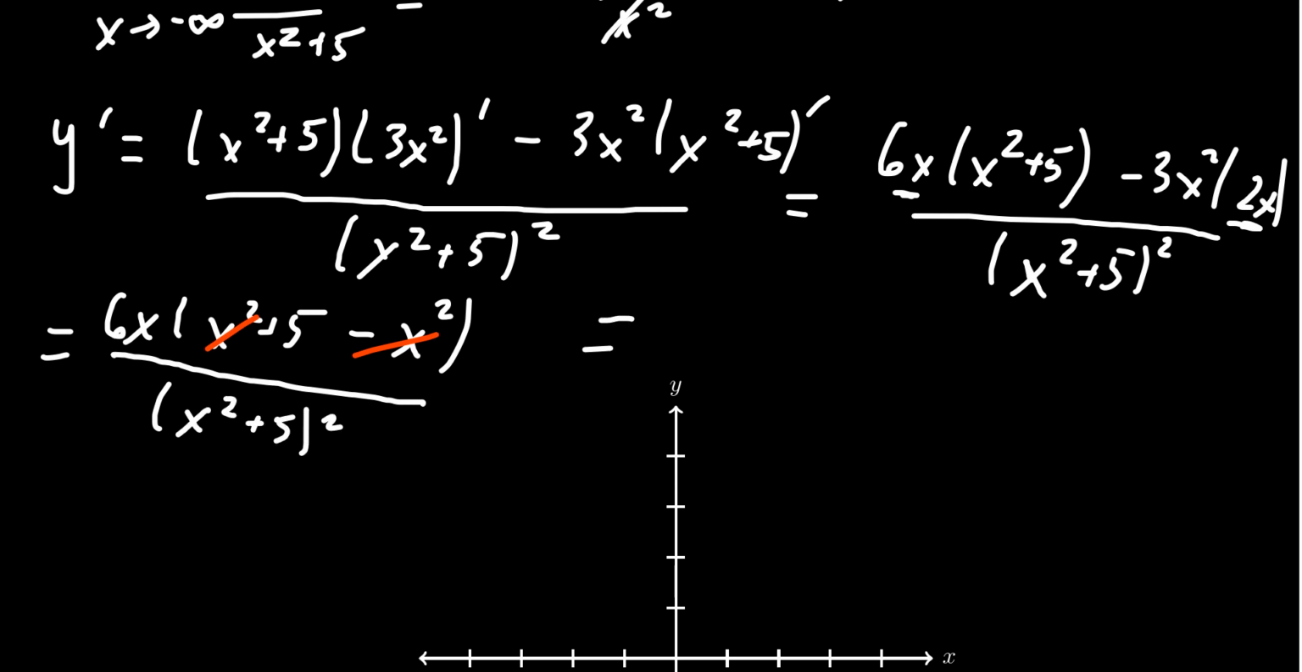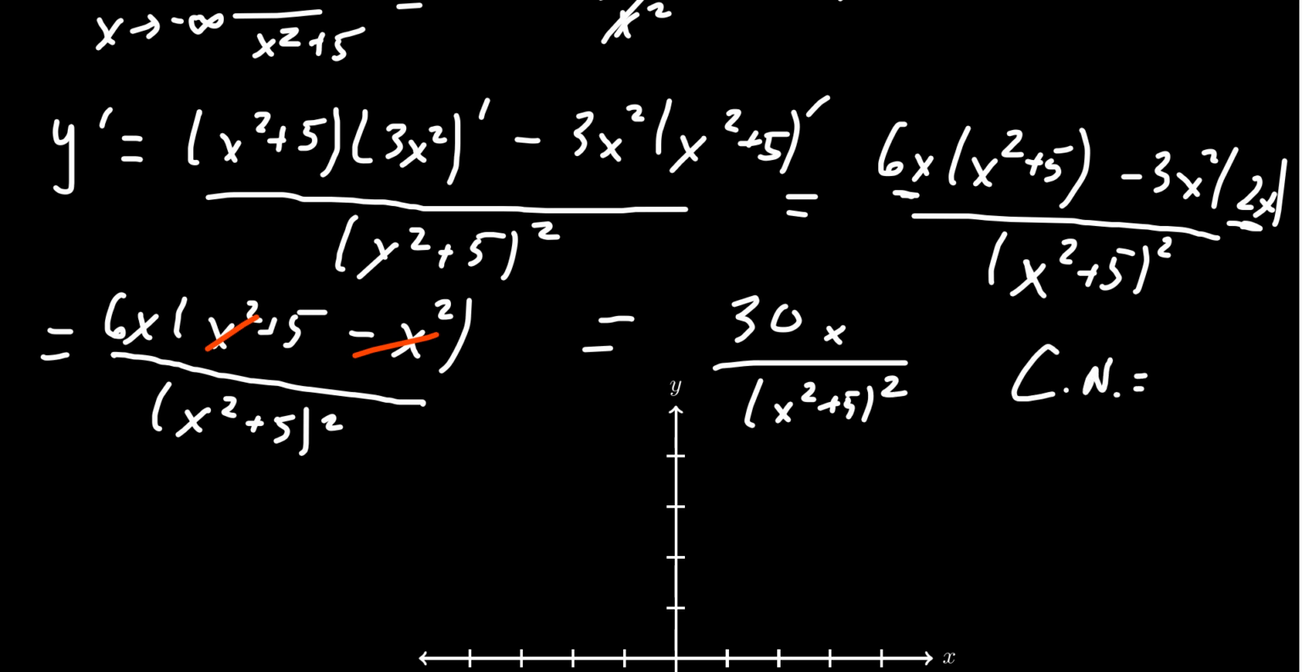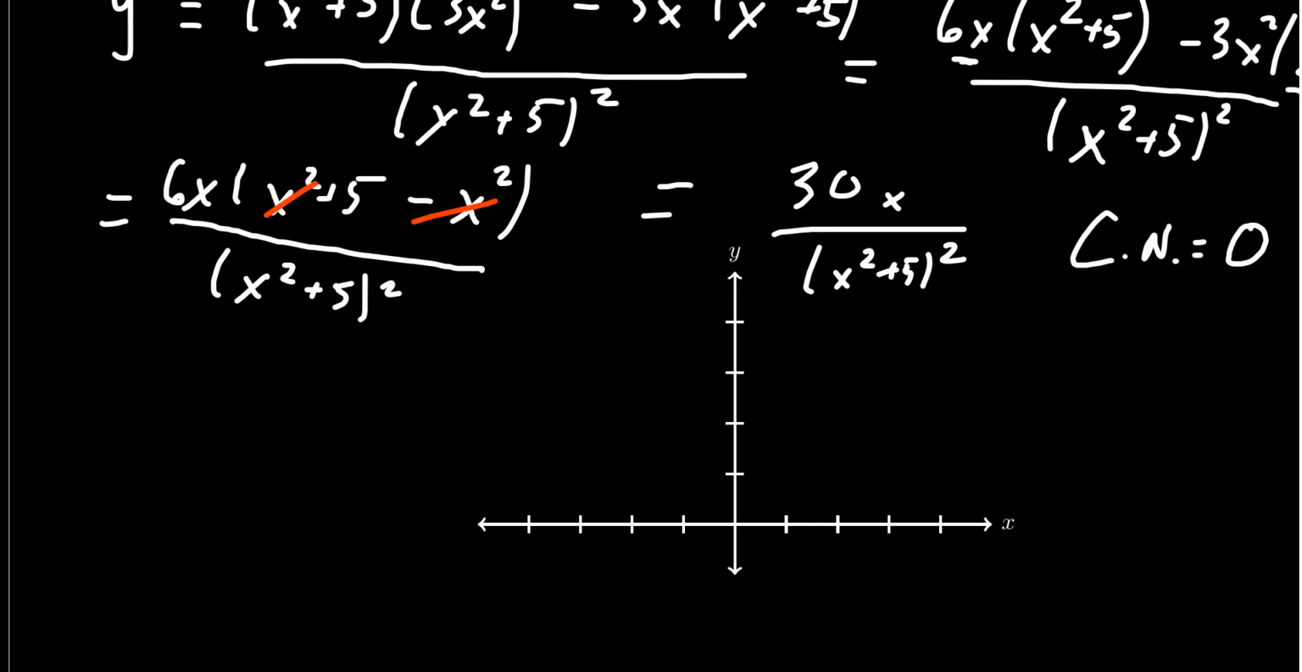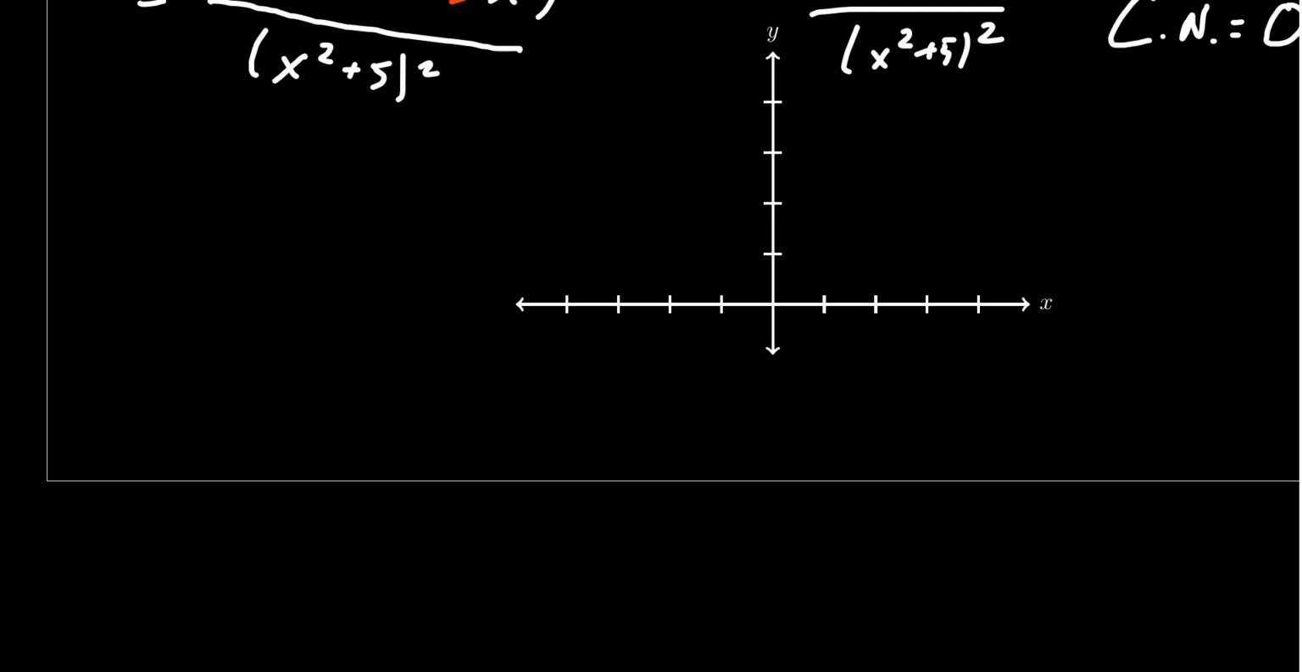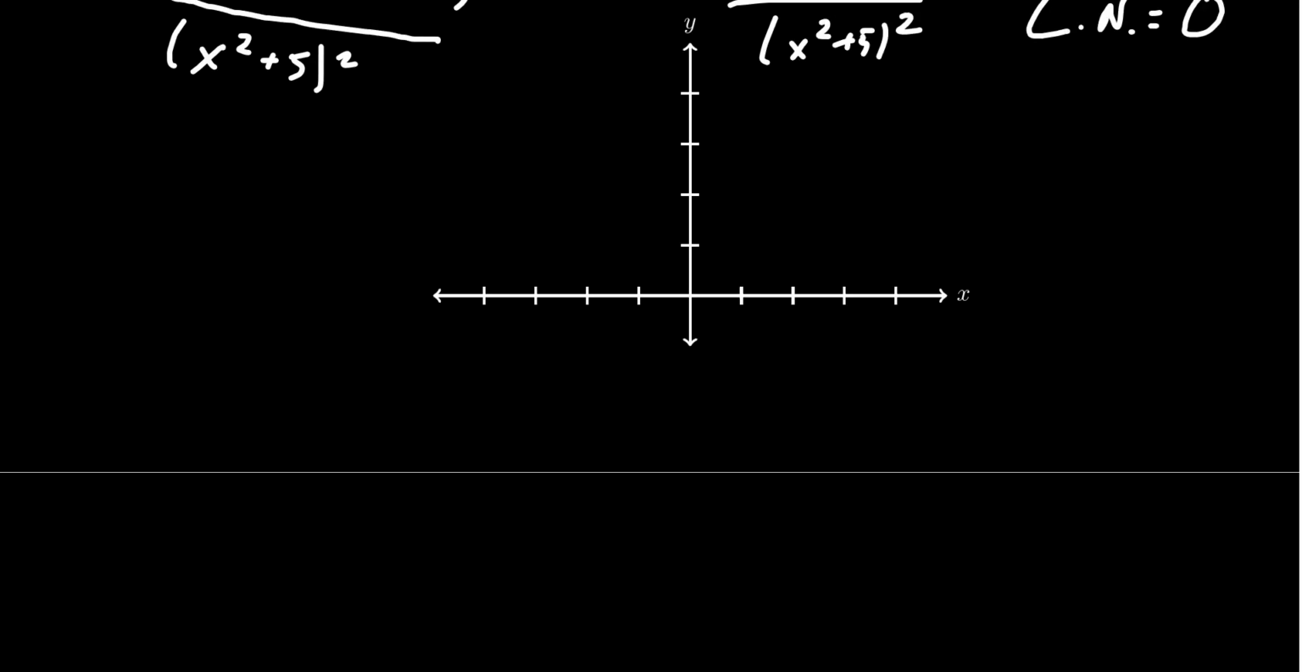Simplifying that a little bit more, you get 6 times 5, which is 30. So you get 30x over x squared plus 5 squared. And so in terms of critical numbers, you're going to end up with just 0. Because 0 is what makes the numerator go to 0, and the denominator never goes to 0 in this situation. The second derivative is going to be a little bit more involved here. It's a little bit crowded, so I'm going to bring it down here. It's really helpful to simplify your derivative as much as possible before you go on to the next step.